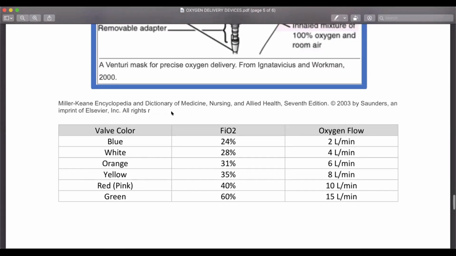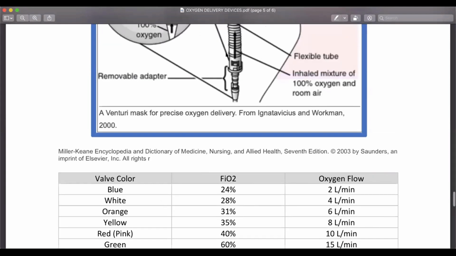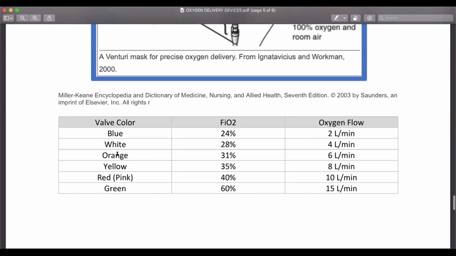They come in different colors, so you have either a valve with a twist that you can change the values, or you have different valves that you can put into the device. A blue valve, a white valve, an orange valve, a yellow valve, a red or pink valve, and a green valve. Each of these valves is a different size, allowing different amounts of air to mix with oxygen, therefore allowing different levels of FiO2 to be delivered and different levels of oxygen flow.